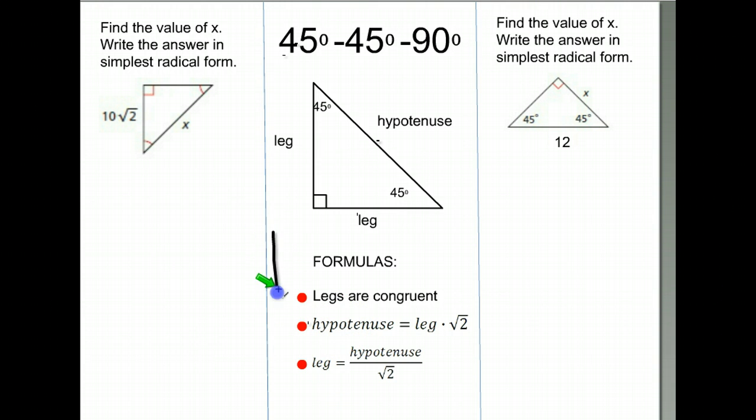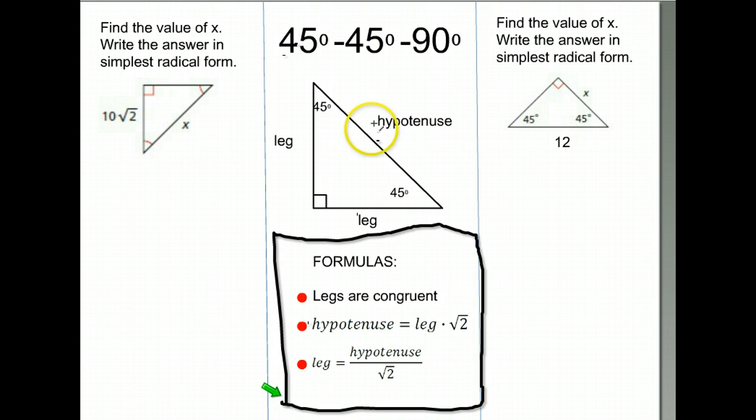So this information here you will want to have in your notes so that when you come up to a 45, 45, 90 question, you have those formulas. Okay, so does this look familiar? Okay, so let's try to solve using these formulas.